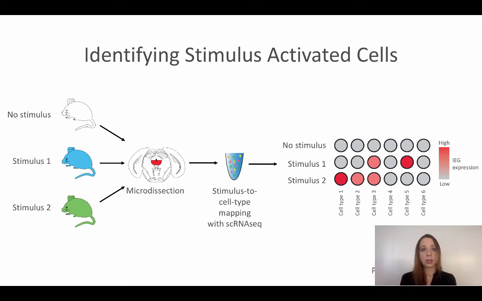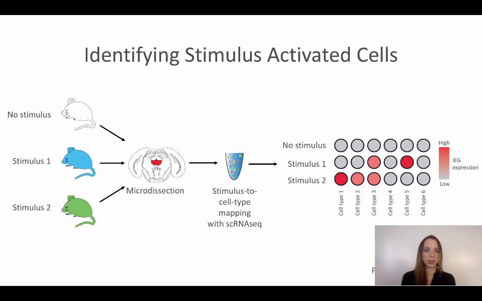We would dissociate the tissue and perform single-cell RNA-seq. And after we identify cell types in these brain regions, we can just visualize the expression of genes that are upregulated upon neural activation. And as a side note, these activity-regulated genes are known as immediate early genes, or IEGs. And we can just plot their cell type averaged expression for each cell type in control and stimulus cases.